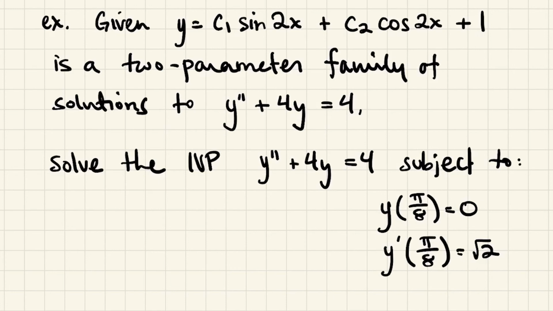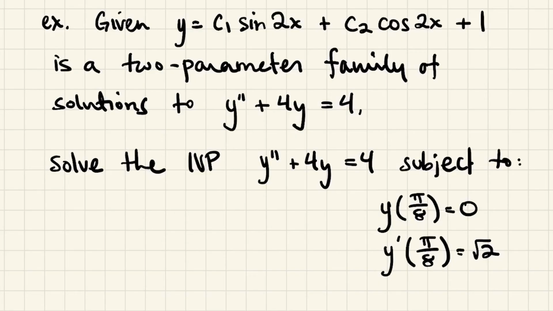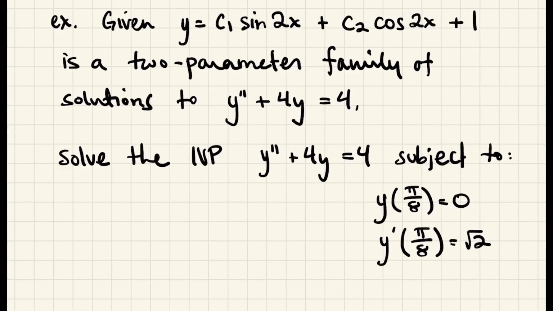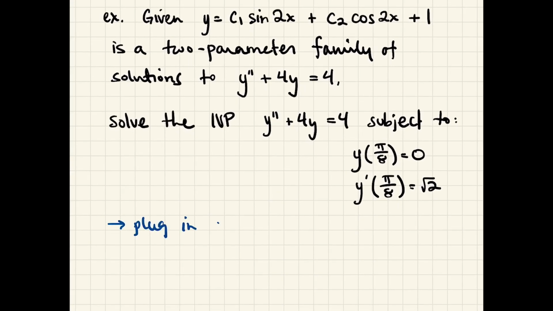Okay, until now, we were just solving first order initial value problems, but now we have a second order initial value problem, and it has a 2-parameter family. This is getting out of hand. So we have 2 initial conditions, and note that they both share the same x value. So first of all, let's plug in x equal pi over 8 and y equals 0 into the family.